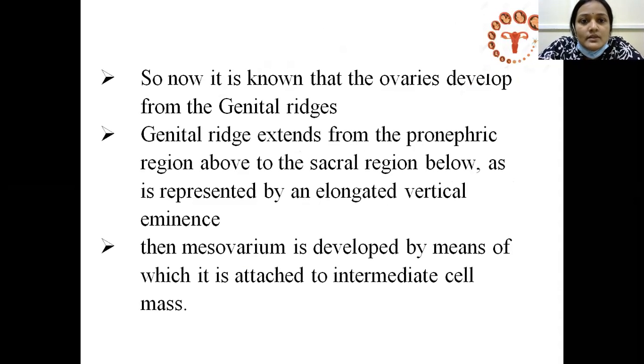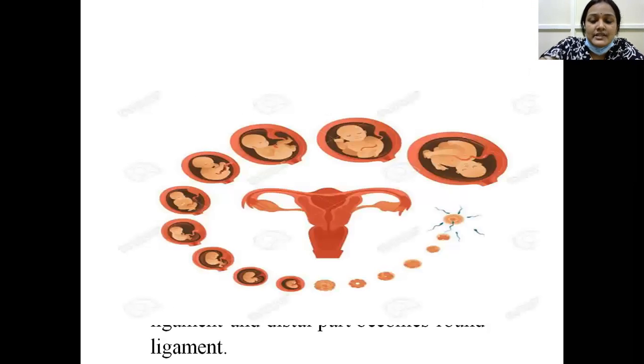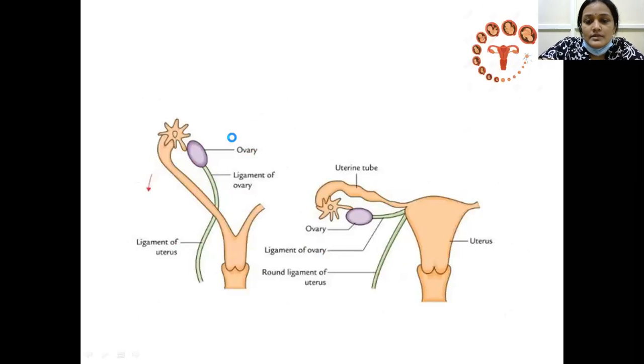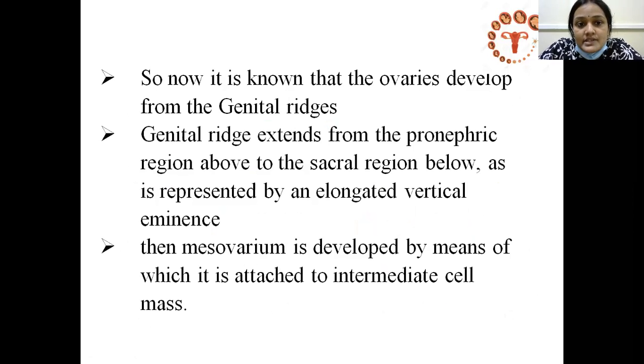So now it is known that the ovaries develop from the genital ridge. This genital ridge extends from the pronephric region, where the future kidney will be present, above, to the sacral region below, and it is represented as a long elongated vertical eminence on either side. Then the mesoovarium is developed, by means of which it is attached to the intermediate cell mass.